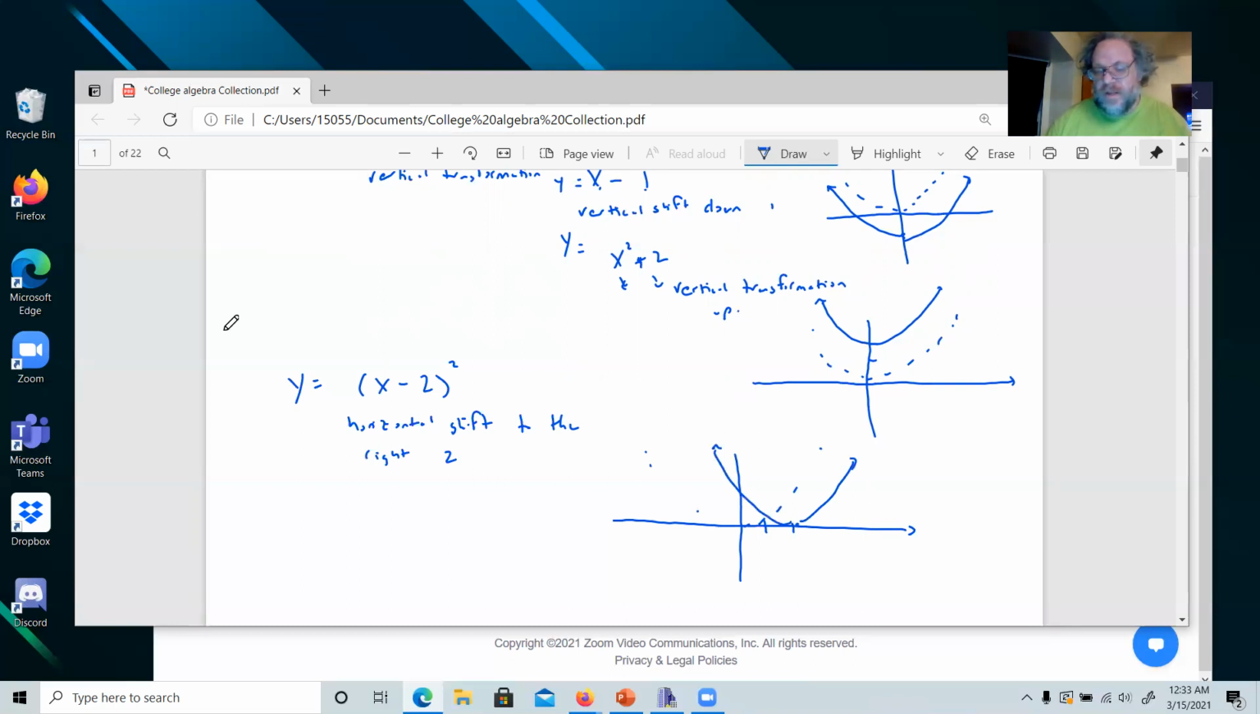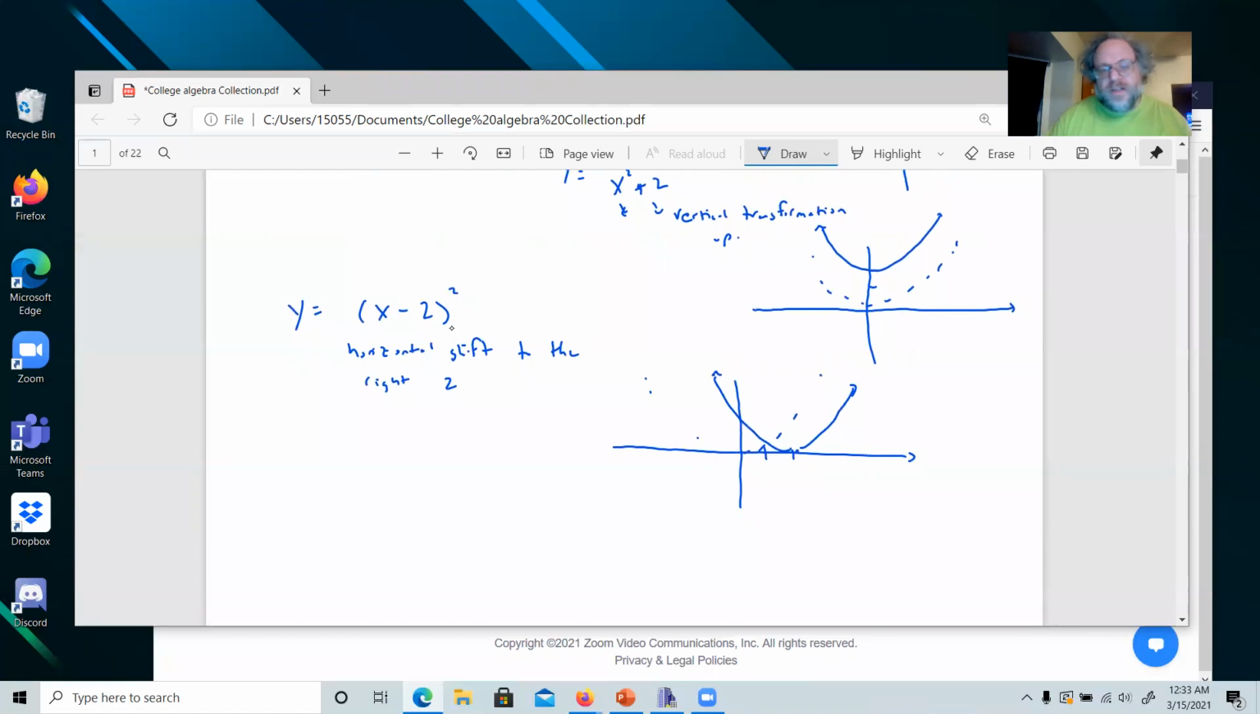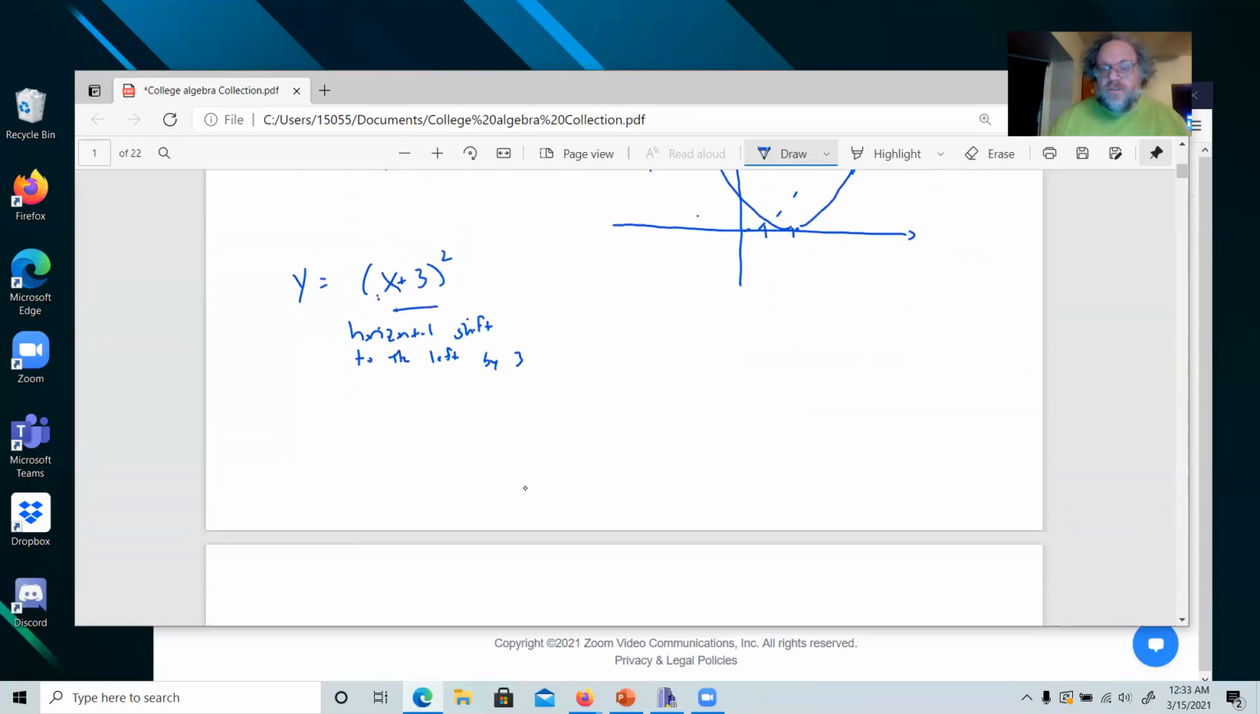All right. And then conversely, if we want to move it the other way, we'd have y equal to, say, (x plus 3) squared. x would have to be negative 3 in order for this to happen. So it's a horizontal shift to the left by 3. All right. So here we go. Again, we have our parent function. 1, 2, 3.